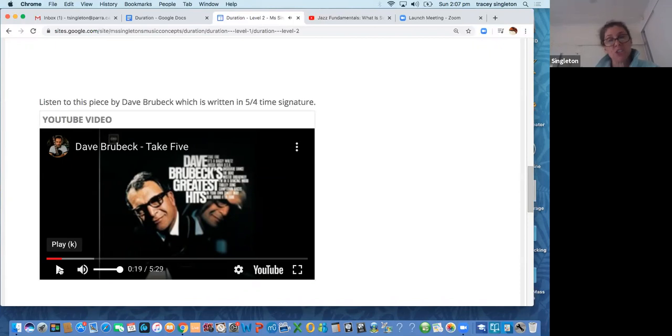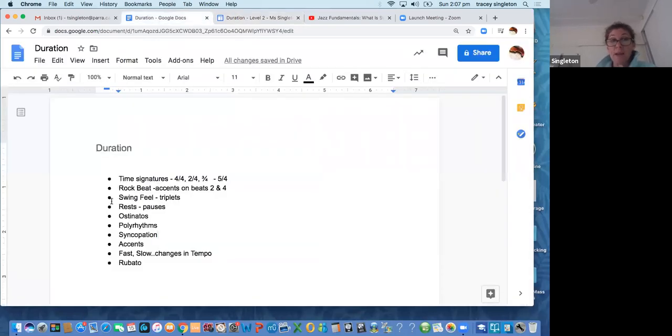Okay, it's a jazz piece, a famous one called Take 5. That's in 5/4 time. Speaking about jazz, another thing, and as you'll see on here, swing feel. In jazz music, not all jazz music, but in some, they use a feel called swing, where they swing the beat.